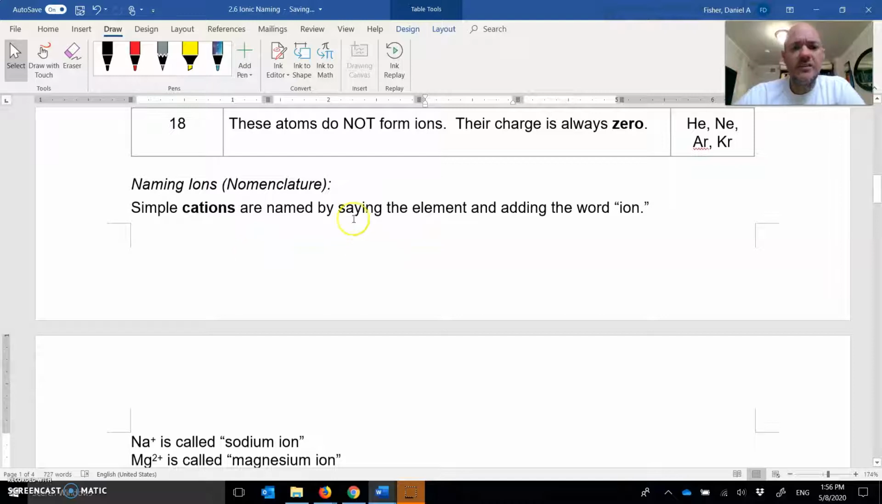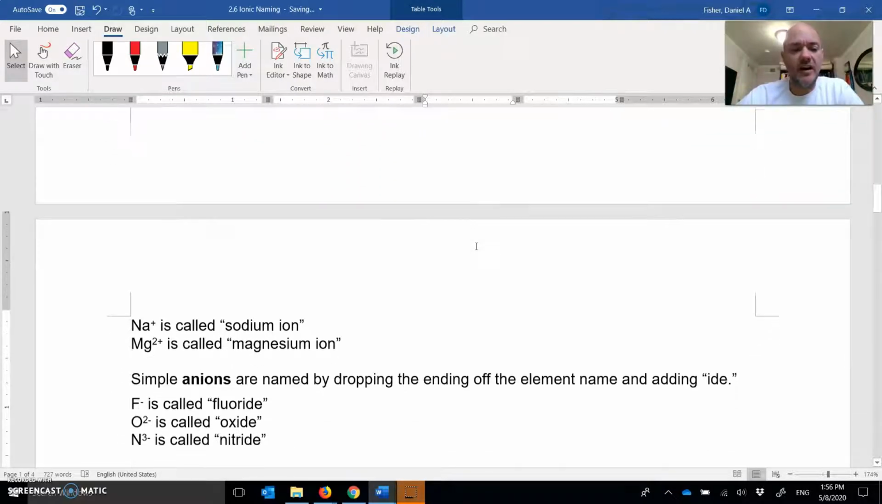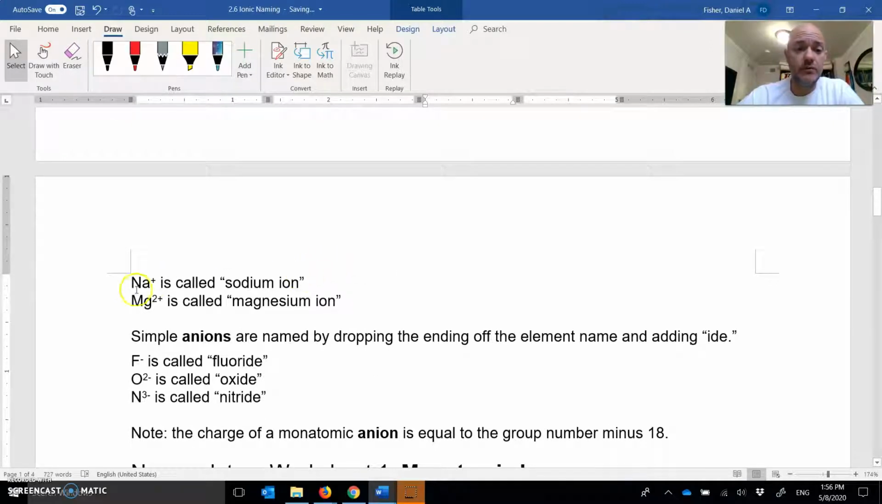All right, so simple cations are named by saying the element and adding the word ion. For example, Na+ is a sodium ion. Mg2+ is a magnesium ion. Super easy to name. If you're naming it, it's sodium ion, magnesium ion, lithium ion, zinc ion, aluminum ion, boron ion.